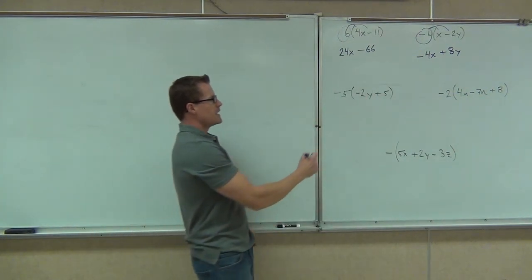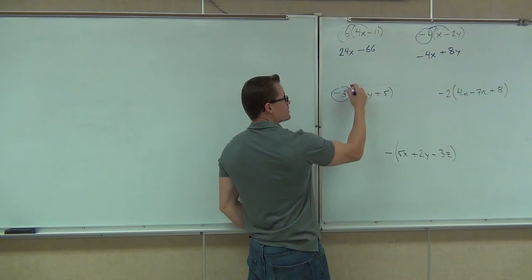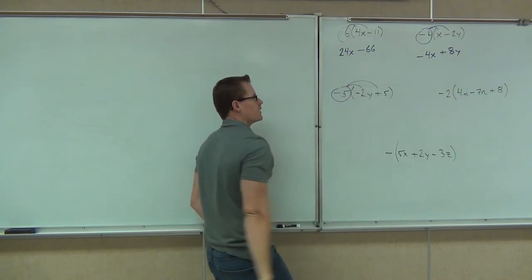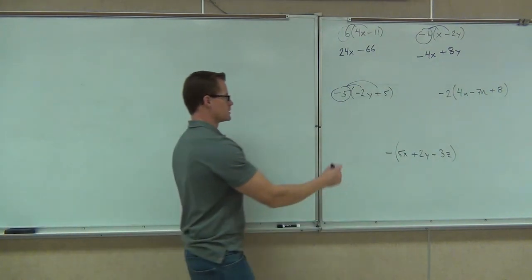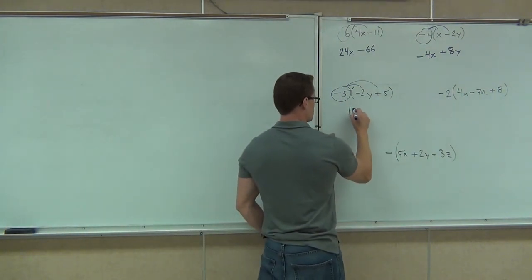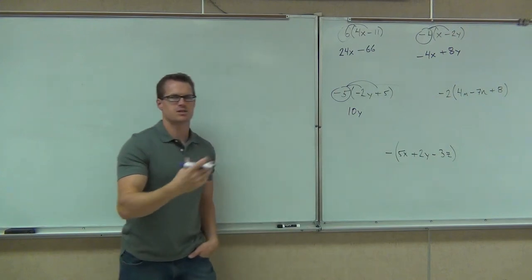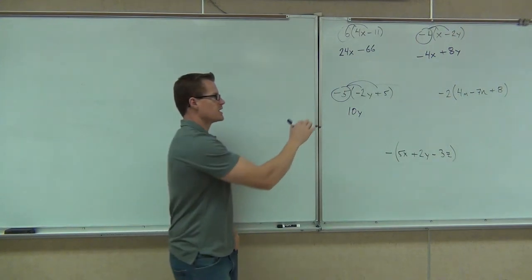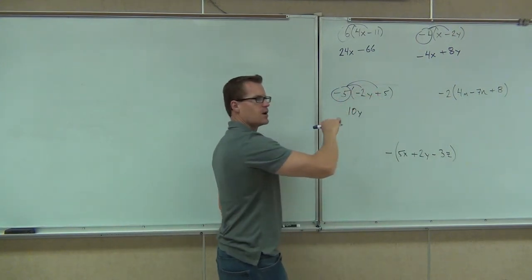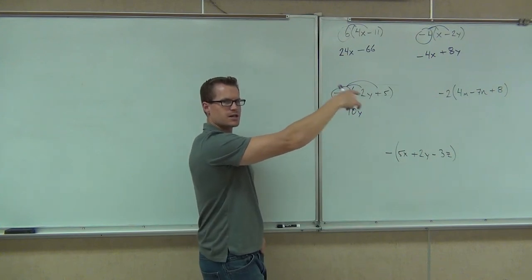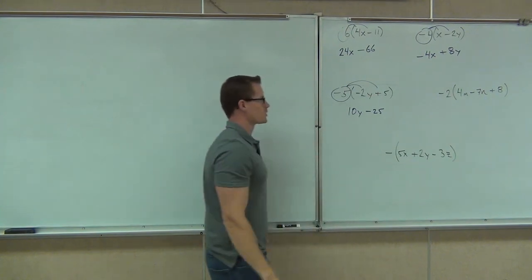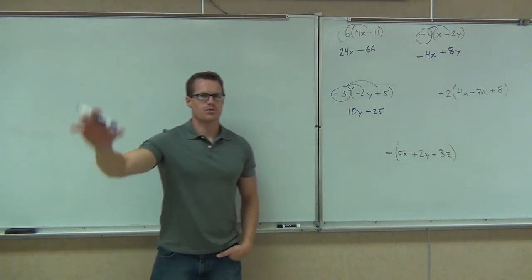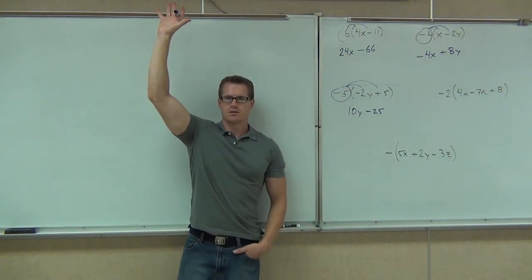Okay, moving on. Negative 5. We'll distribute this to both of these terms. Negative 5 times negative 2y, what do we get? Positive 10y. Yeah, it's got to be a positive. A negative times a negative is a positive. Next, we'll have negative 5 times positive 5. This is why we're circling that number with the sign, to take that negative with us. Minus 25. We're good to go on that. Would you raise your hand if you got all three of those right? Good for you.